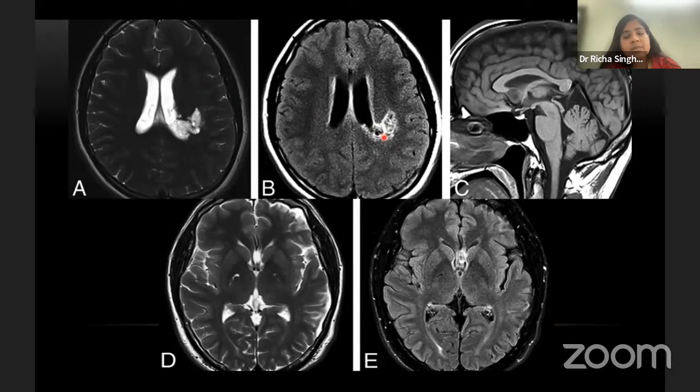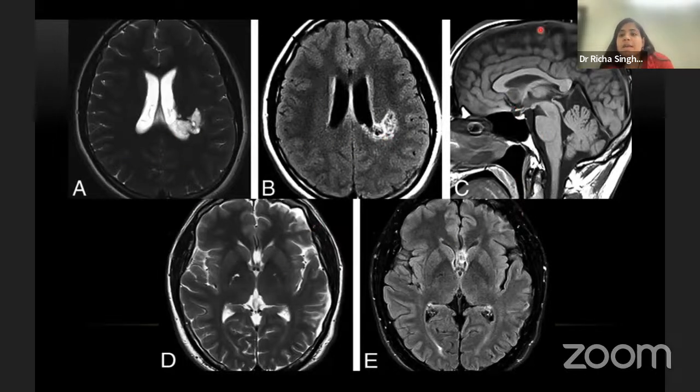First is its site. The most common site is the septum pellucidum. The other sites are the corpus callosum and periventricular white matter. In these locations, if we see a tumor which is T2 hyperintense and is showing a FLAIR hyperintense rim with central hypointensity on FLAIR, we can call the lesion MGNT.